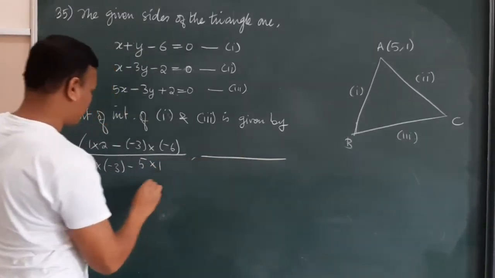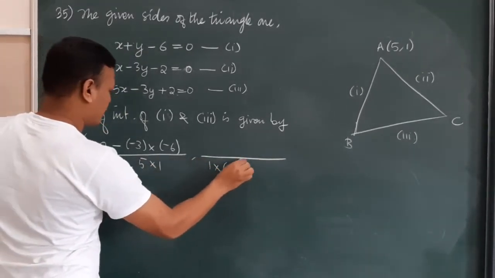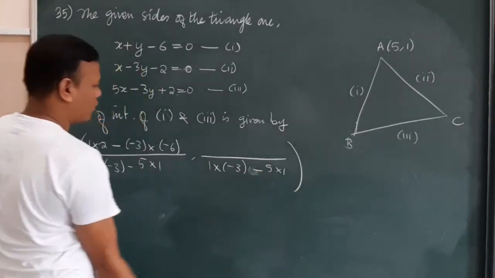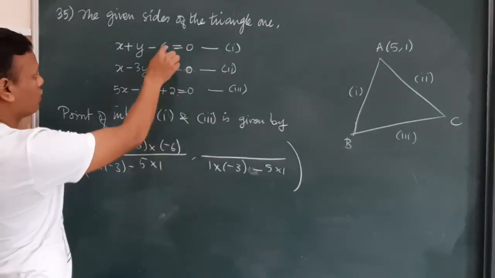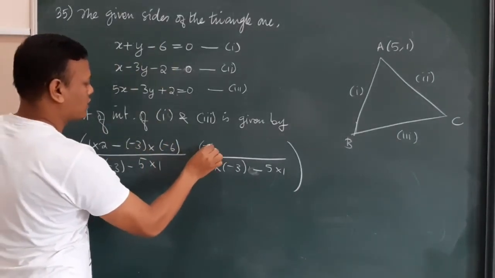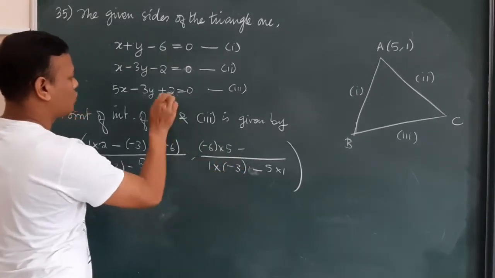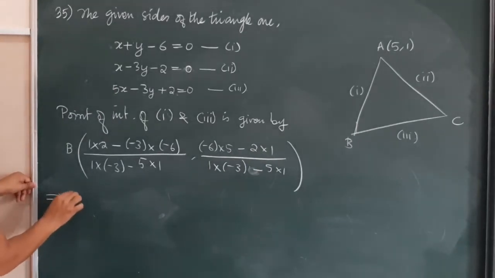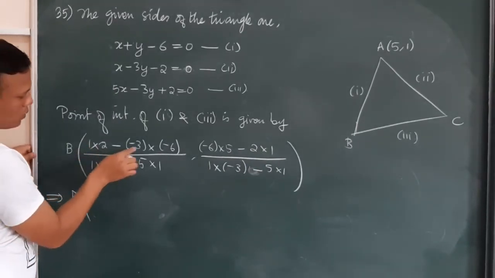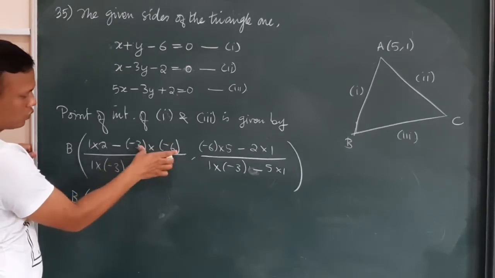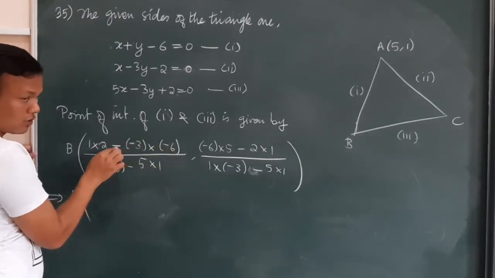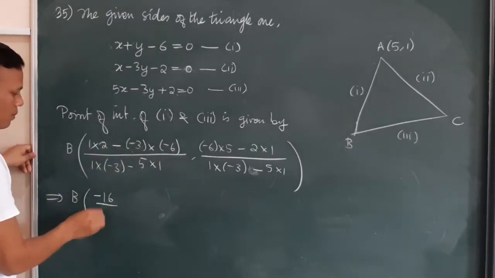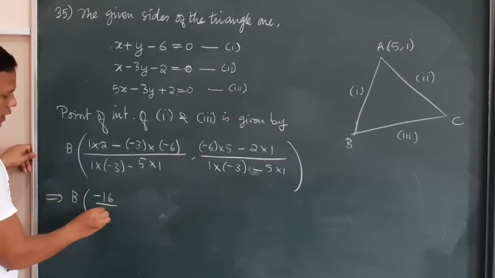As the denominator is going to be the same, so 1 into minus 3 into minus 5 into 1. Okay, so here we have C1 A2 minus 6 into 5 minus C2 A1, that is 2 into 1. Let us evaluate this. So we have B is 2, again this is 18, so minus 2, minus 18. So minus 18 plus 2 is minus 16 by, okay, so how much is this? This is minus 8, isn't it?